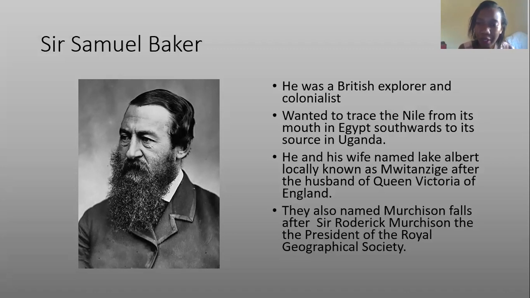He and his wife named Lake Albert. Remember, they were explorers interested in geographic and physical areas. So they called it Lake Albert, locally known as Muitanzige, after the husband of Queen Victoria of England then. Muitanzige means killer of locusts, and that is how the lake was known. They also named Makshon Falls after Sir Roderick Makshon, the president of the Royal Geographical Society. These are very important facts to remember about how they named these two different geographical areas.